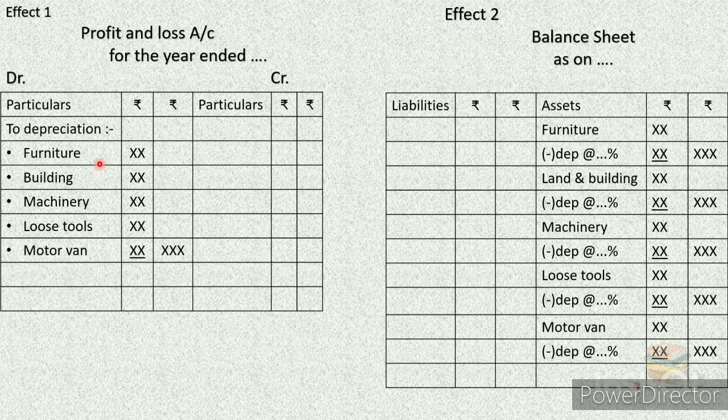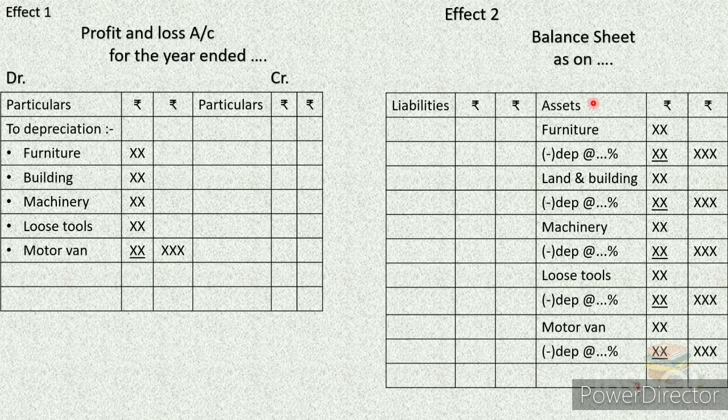If only one asset is being depreciated, we directly write it as to depreciation on furniture, and the amount of depreciation is to be written in the outer column. But if more than one asset is being depreciated, then we write to depreciation: asset 1 furniture, asset 2 building. Then we total the depreciation and write it in the outer column as shown: machinery, loose tools, motor van, total in the outer column.